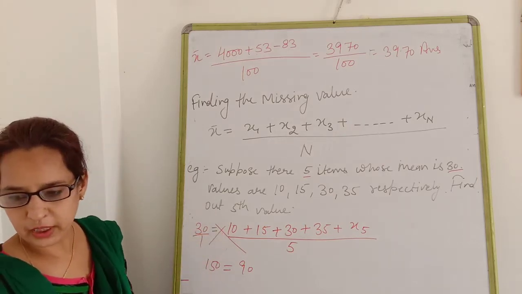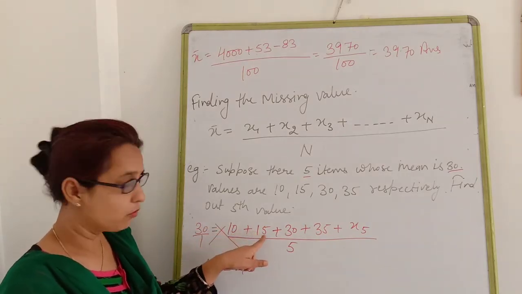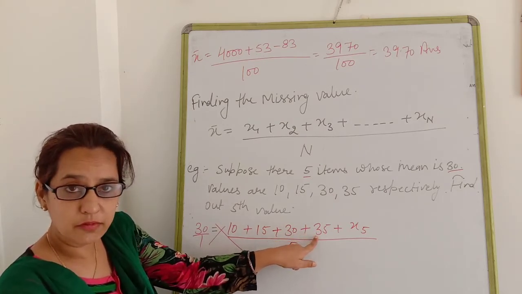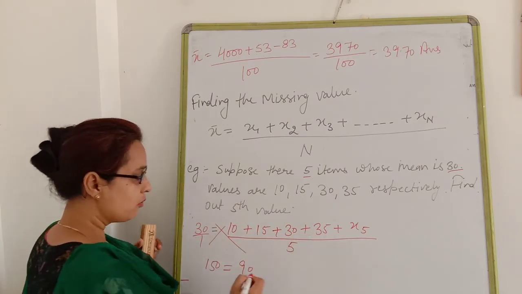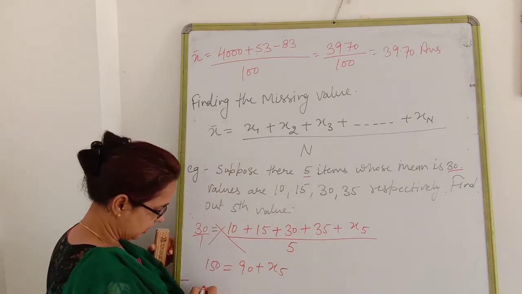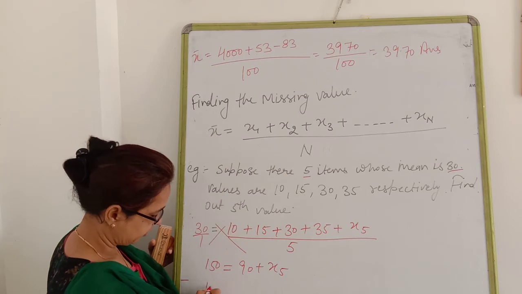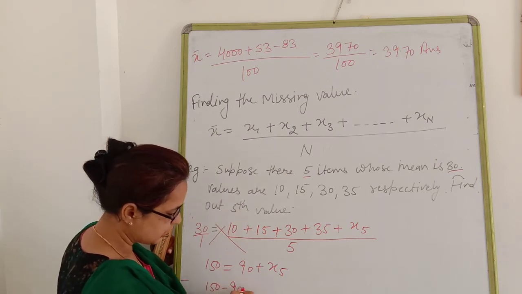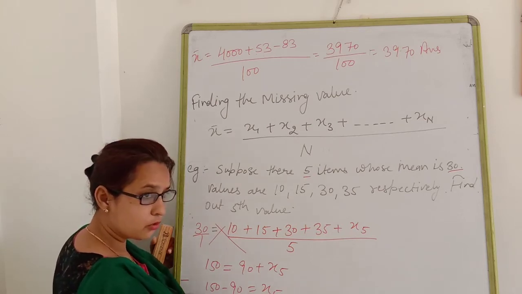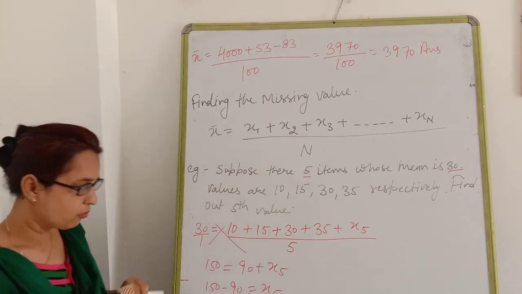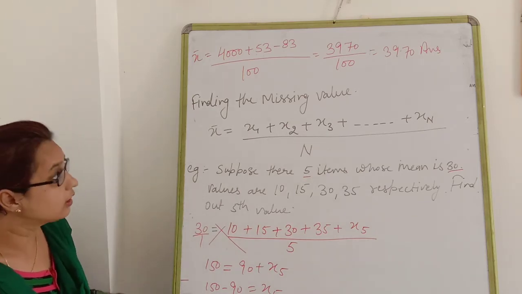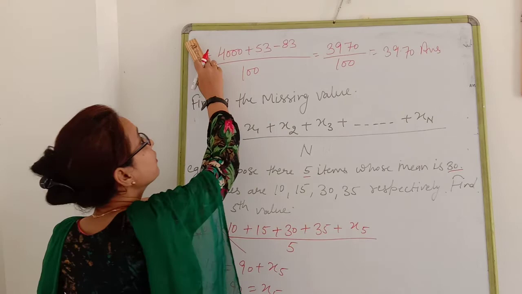10 plus 15 is 25, 25 plus 30 is 55, 55 plus 35 is 90. Now plus x5. All of you know how to do it. 150 minus 90 equal to x5. 60 equal to x5. I hope you have all understood. If you are not able to follow, I can do it at the top.